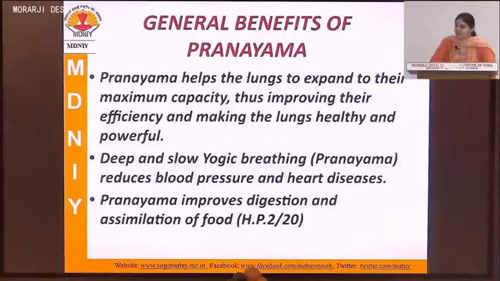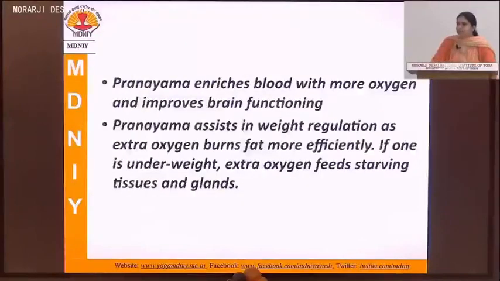Now, what are the general benefits? It improves lung capacity, improves digestion, and it is good for blood pressure and hypertension, and it improves assimilation of food, and it improves your brain functioning, calms down the mind. It balances the body basically, not just for weight reduction or weight gain. Because the mind is balanced, the body is also balanced.